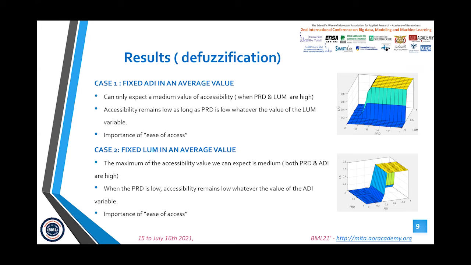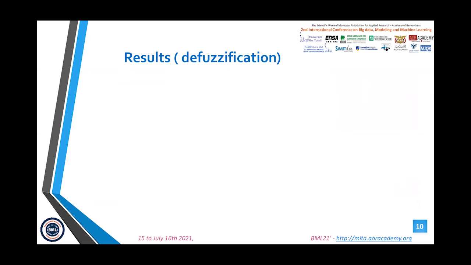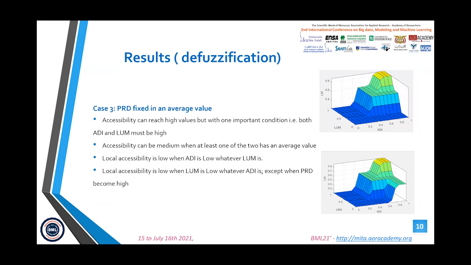that this case presents the same result as the previous one. We can conclude from case 1 and case 2 that the land-use mix has the same impact on local accessibility as the density of activity. In case 3, as we can see, in contrast to the two previous cases, the most important remark is that accessibility can reach high values, but with one important condition. Both EDI and LUM must be high.